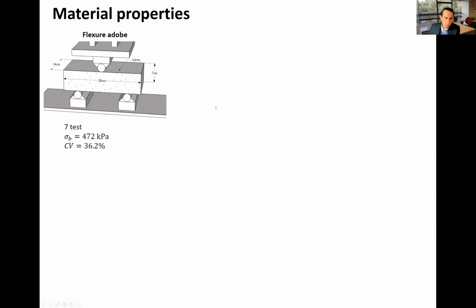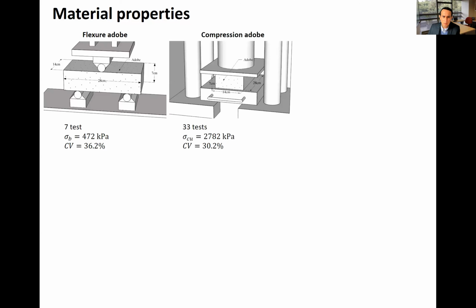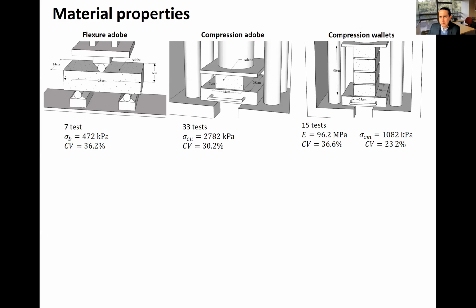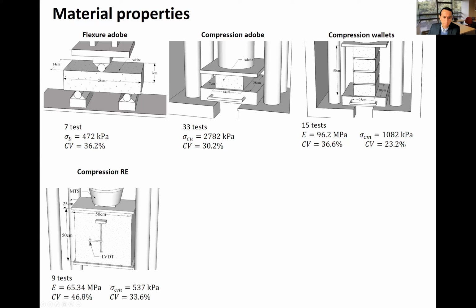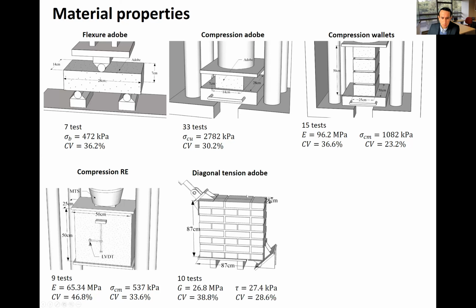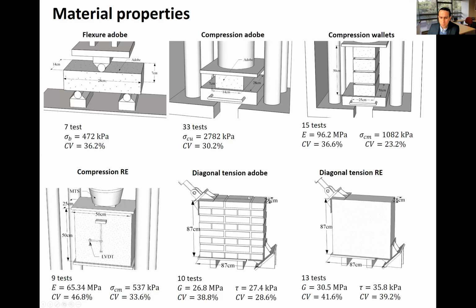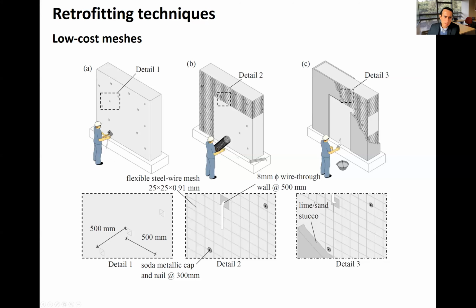So first we studied the material properties. We have conducted many tests on this material: for the adobe itself, compression, flexure, for compression wallets, for ram earth, taking some blocks and getting the mechanical properties for compression, diagonal tension, and for adobe and ram earth. All these tests have been conducted for many of the research projects that we have conducted over time.